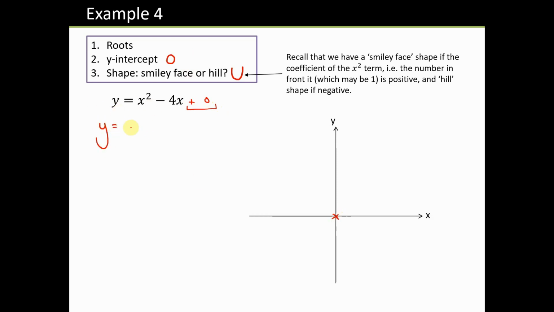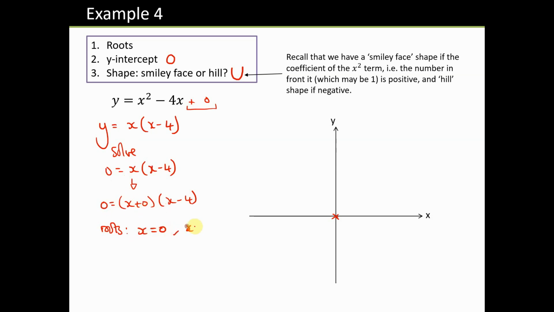This one I can only pull out, it doesn't have to be double brackets, I can only pull out a factor of x. So I'll pull out x from that, makes it x, and an x from this makes it minus 4. When I've got something like this, when I go to solve it, this is kind of like having x minus 0, isn't it? Or x plus 0. So my solutions, or my roots, would be x equals 0, and x equals 4.